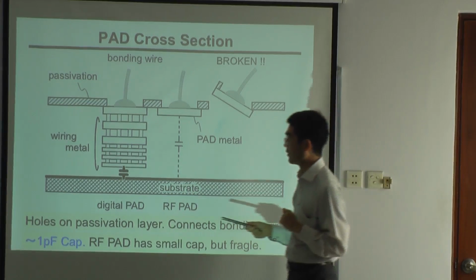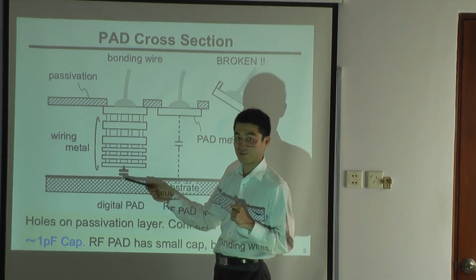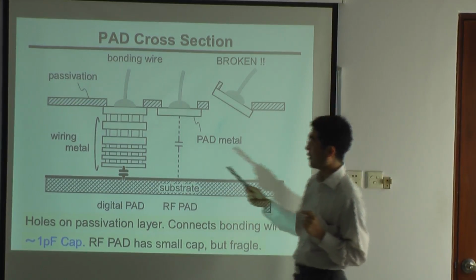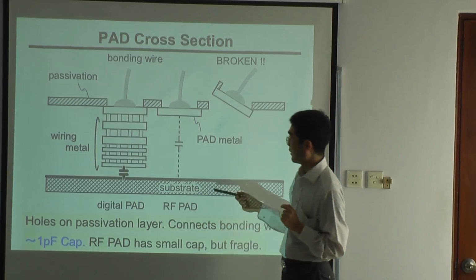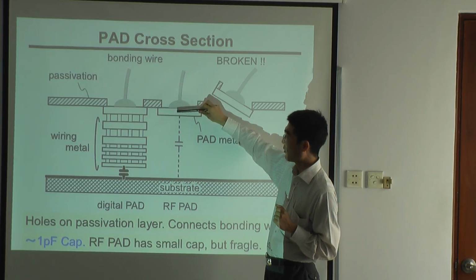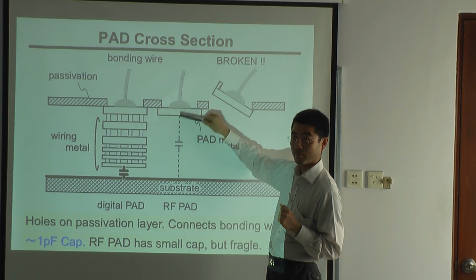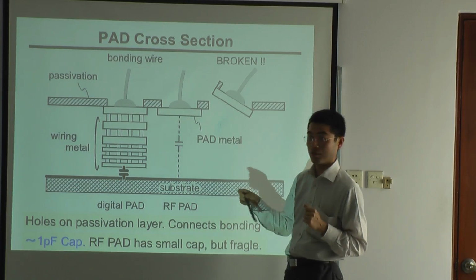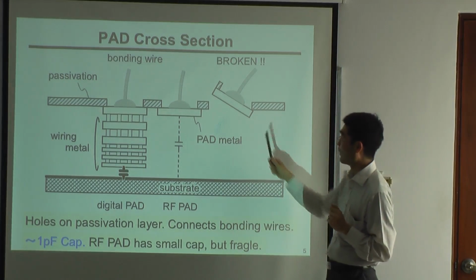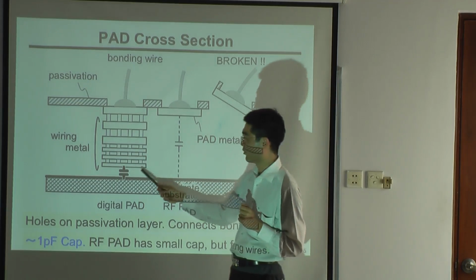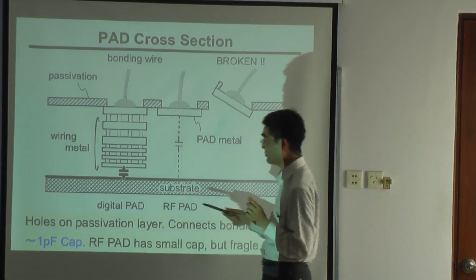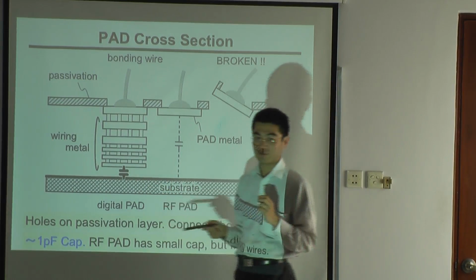The difference is the digital pad has large capacitance here between the pad and the substrate, but this is very robust. And the RF pad has only the topmost metal layers, so we have less capacitance. However, this type of structure is easily broken like this. So in order to avoid this, we often use this structure. But however, we have heavy capacitance.